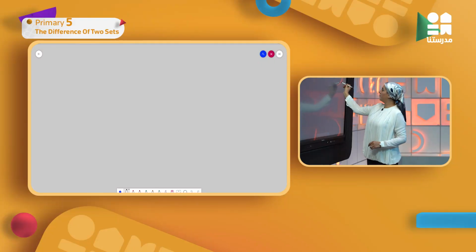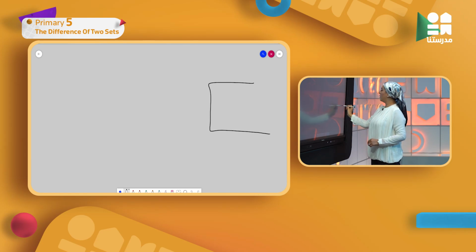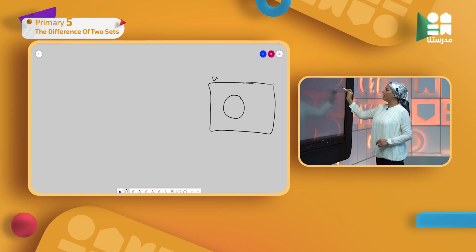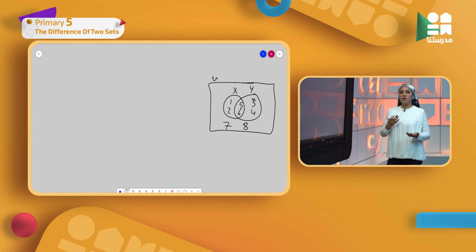Here, if I have this universal set, and inside this set I have the two sets X and Y. I have here 1, 2, 3, and 4, 5, and 6, outside 7 and 8. And I want to revise again what we took before.